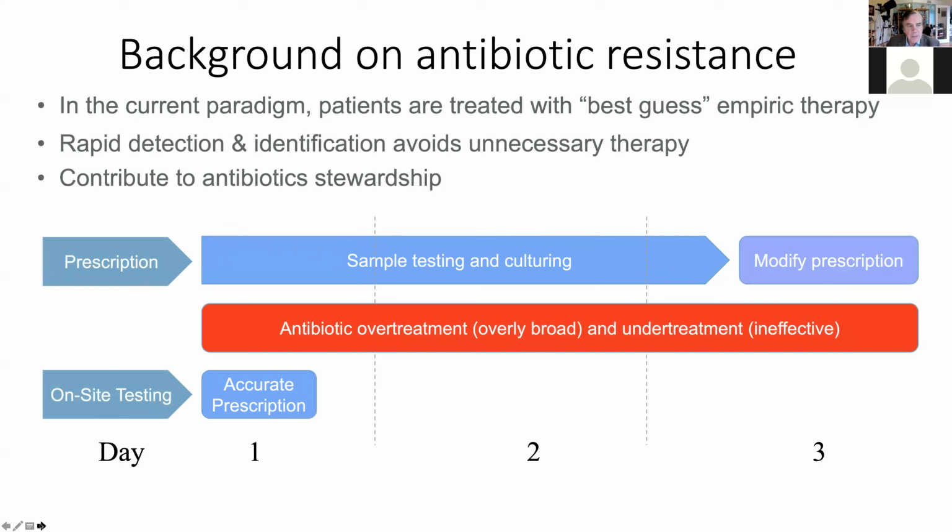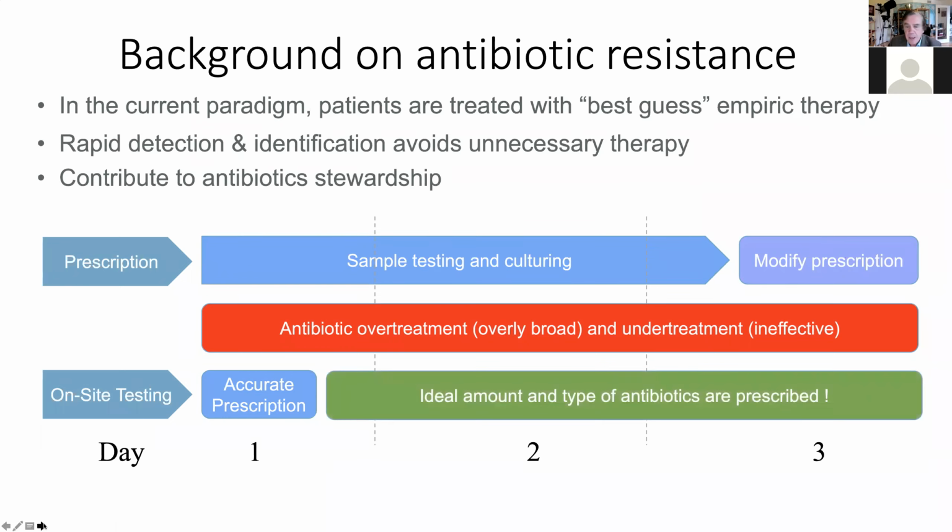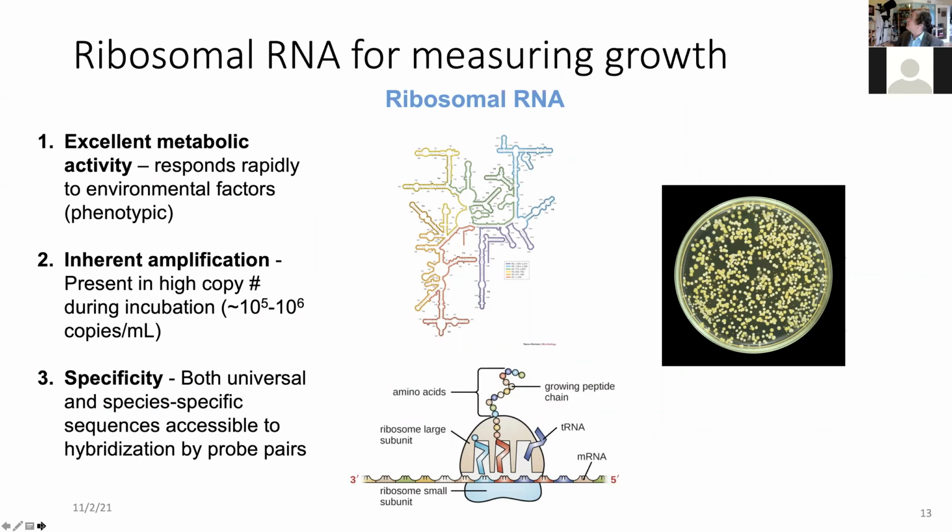How we want to do it is, instead of the patient having to go home and the doctor observing whether this antibiotic I prescribed works or not, we do on-site testing. We figure out this is the bacteria, the microbe you're infected with. So we have an accurate prescription, and we can describe the ideal amount and type of antibiotics that this person needs. That is what we want to do. So now, I see time is going fast, I will shorten my talk a little bit so you will have time to ask me questions.